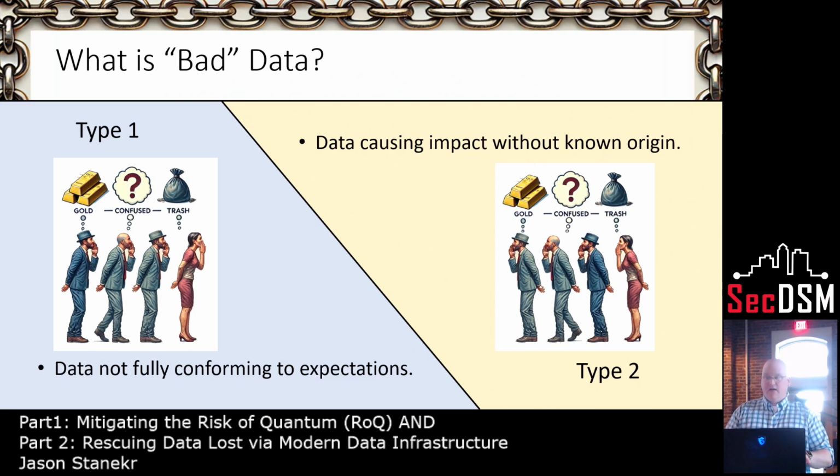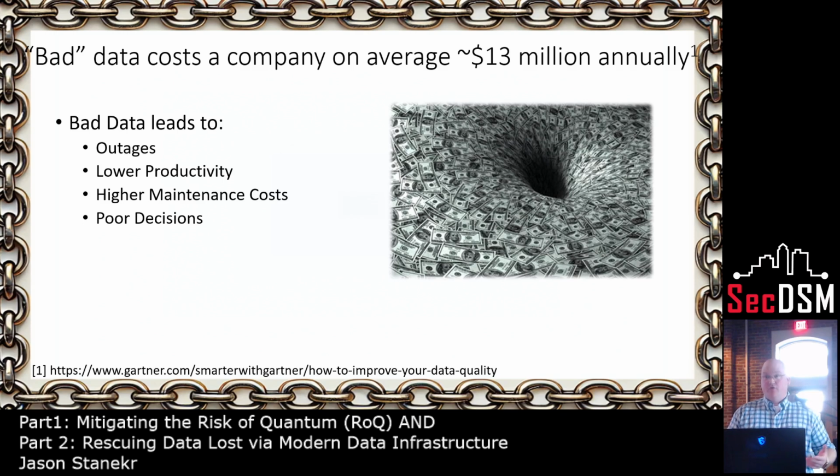Low integrity data is expensive. Anybody have an idea how much it costs an organization? On average, according to Gartner, bad data costs an organization about $13 million a year. This cost comes from outages, lower productivity, higher maintenance costs, and bad decisions. So now I'm going to talk about how improvements to data engineering, right? How did I get on this data engineering?